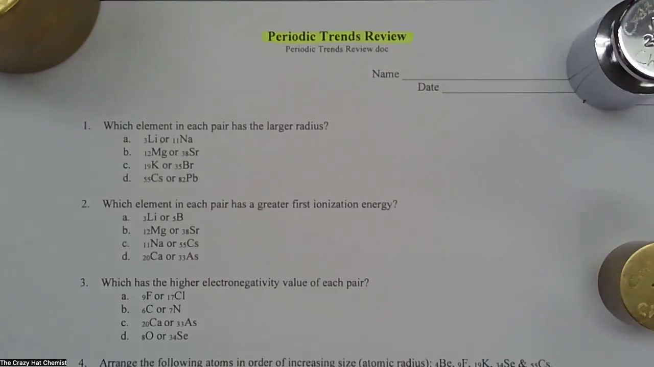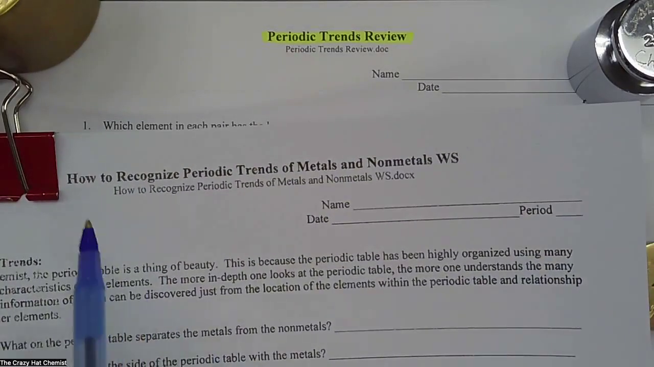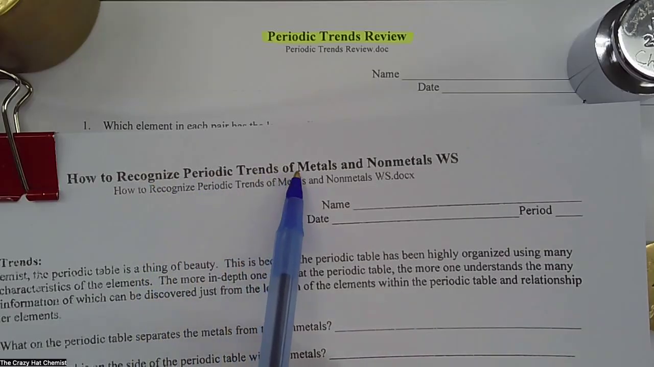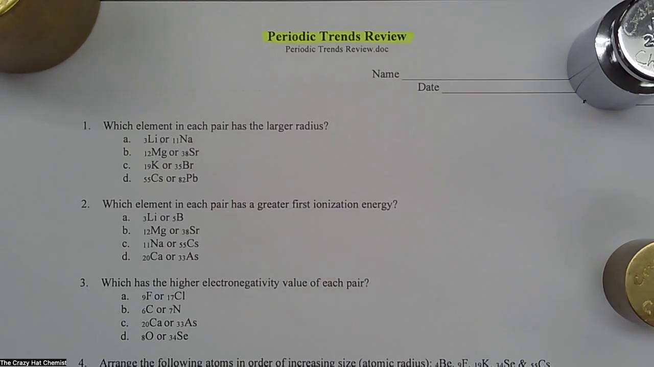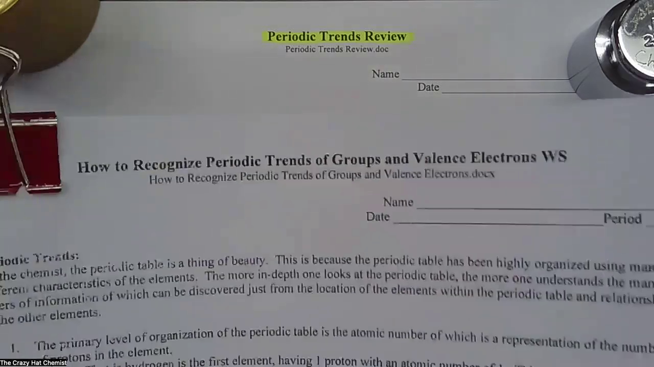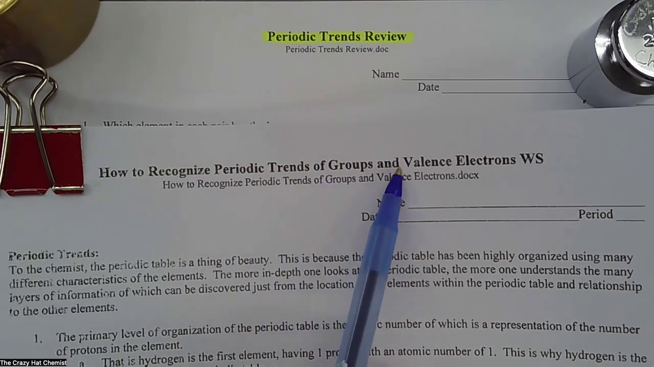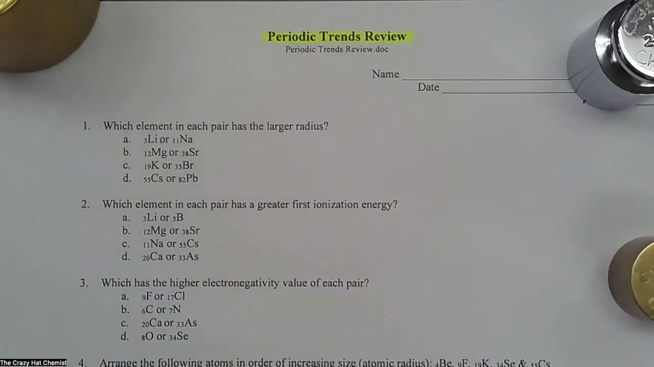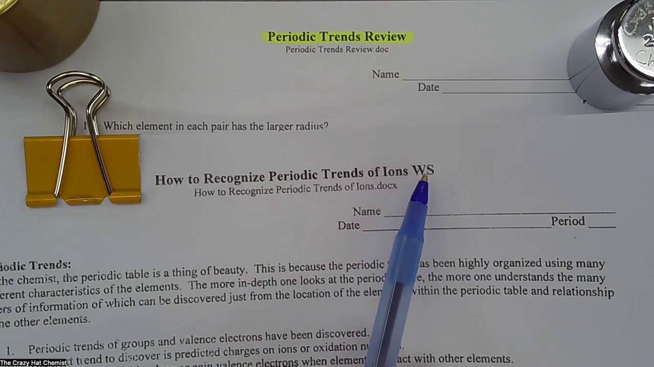Please watch that video. After that would be the next video on how to recognize periodic trends of metals and nonmetals worksheet. Please watch that video. The next video is how to recognize periodic trends of groups and valence electrons worksheet. Please watch that video. And then finally, how to recognize periodic trends of ions worksheet.